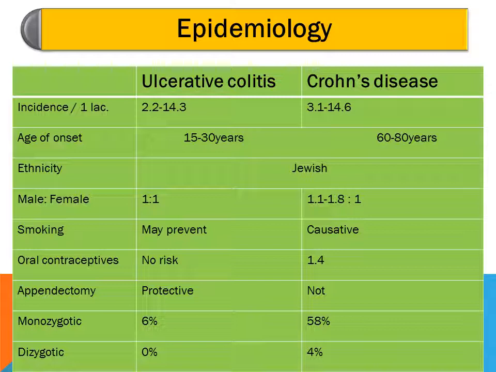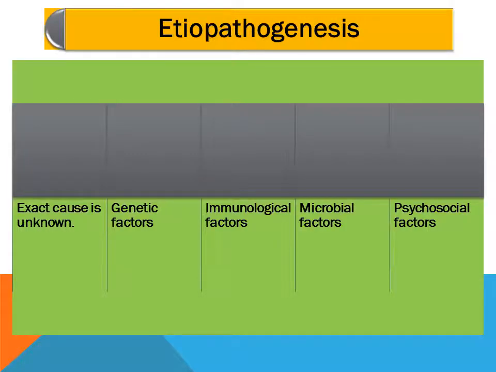Smoking in ulcerative colitis may be preventive, but in Crohn disease it is a causative factor. Oral contraceptives have no risk in ulcerative colitis, while in Crohn disease there is a 1.4% risk. Previous appendectomy is protective in ulcerative colitis, but not in Crohn disease. Monozygotic twins have a 6% chance in ulcerative colitis, while in Crohn disease they have a 58% chance to develop it. Dizygotic twins have 0%. The exact cause is unknown.